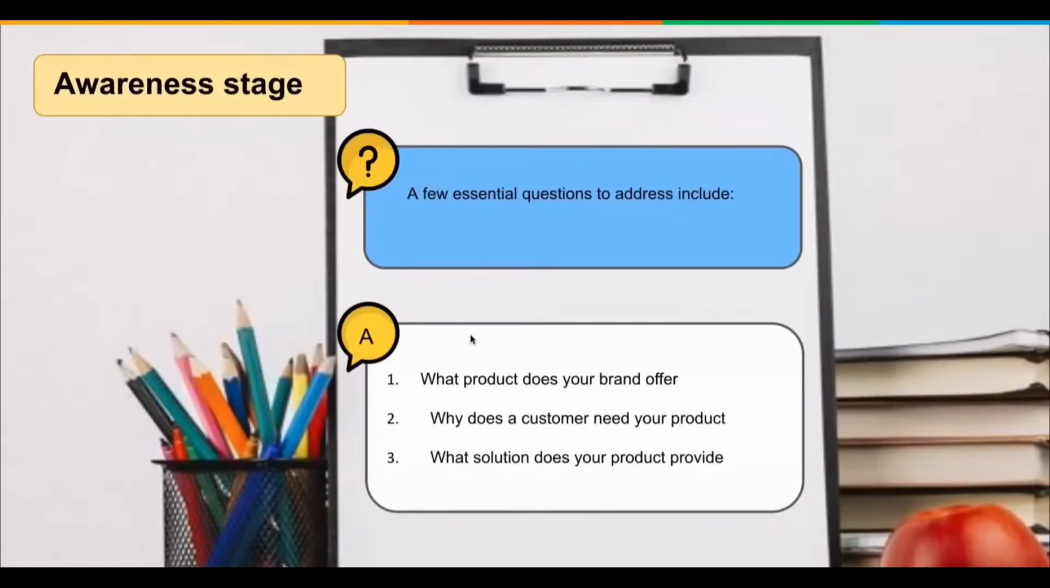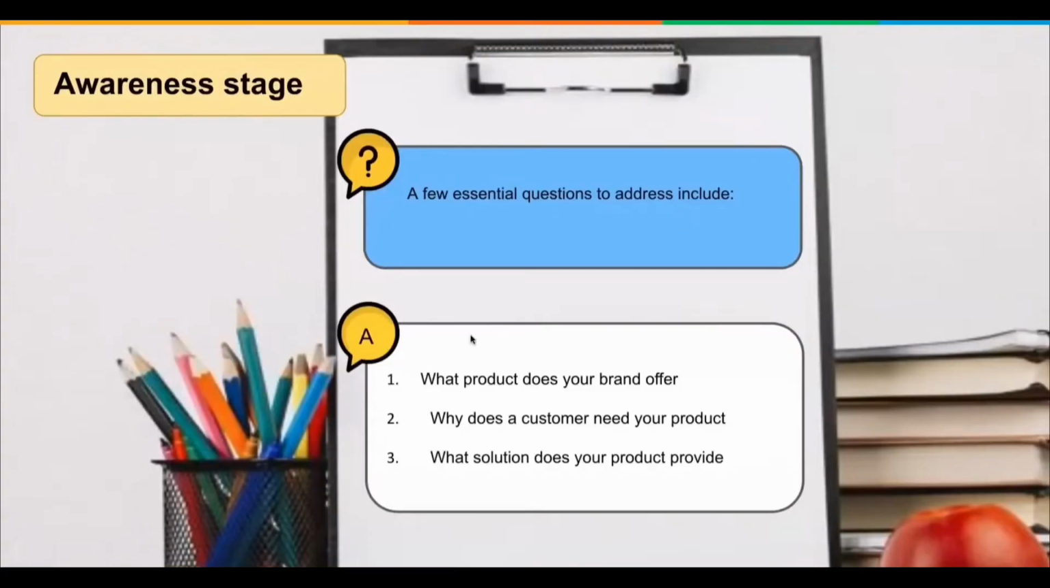These are questions that we want to be able to answer in the form of digital marketing, whether that be mobile or content. So we get our information out there that answers these essential questions. And if we can do that, then somebody is going to become aware of our product or service. What product does our brand offer? Why does the customer need it? And what solution does it provide? Those are key questions that people tend to ask themselves when they look at a brand.